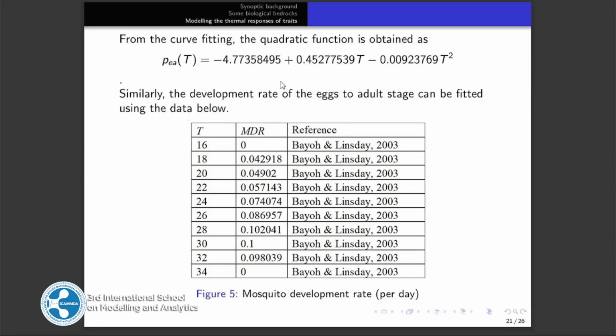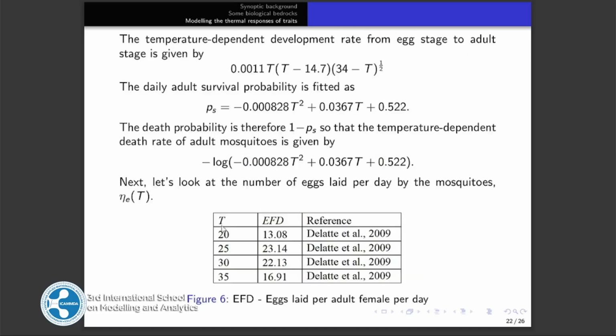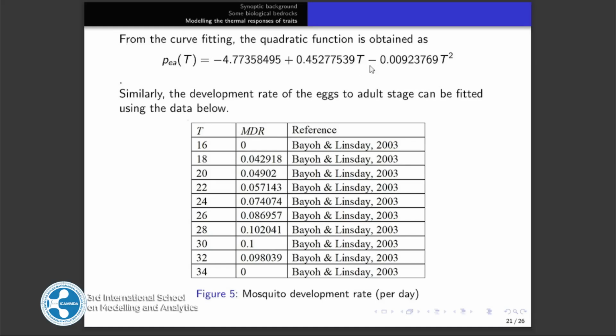So similarly, the development rate of the eggs to adult stage can be fitted using this data below. This data here is talking about the mosquito development rate, that is from egg to adult. Are you seeing that now? So I can also fit the curve to obtain what I have here, just like what I did in the previous one.